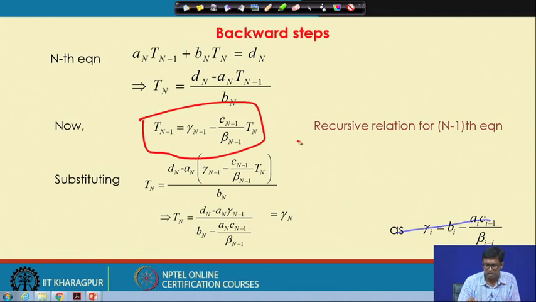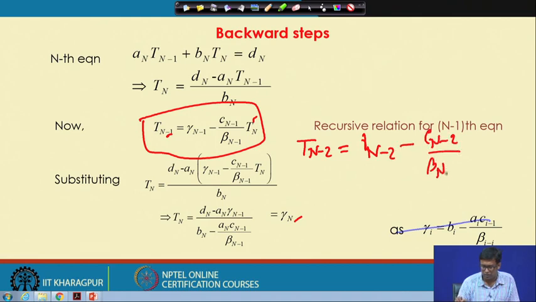Similarly, I will get T n minus 2 once I first got T n, and got T n minus 1 using T n. Now, T n minus 2 is gamma n minus 2 minus C n minus 2 by beta n minus 2 times T n minus 1. Similarly, I will get T n minus 1 and so on, up to T 2, because T 1 I already know. Sorry, T 1 is not known to me, I will get up to T 1.